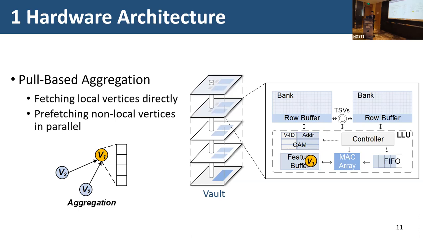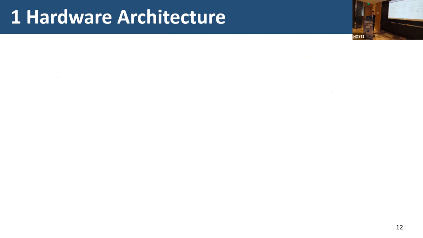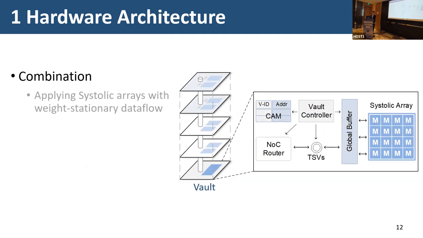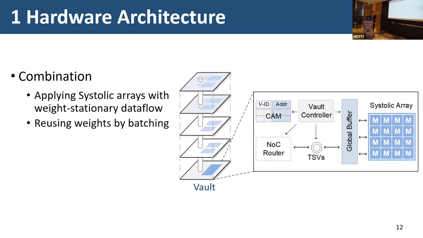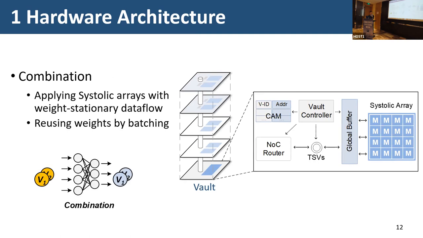Thus, GCIM can exploit bank level bandwidth and parallelism. For the computation bound combination phase, we apply systolic arrays at the base die. We also use a fetching and weight stationary dataflow for better weight data reuse.